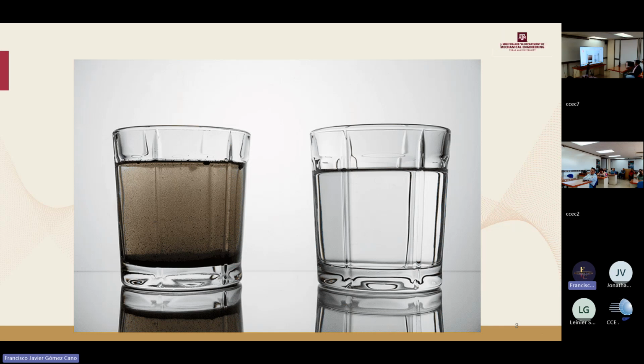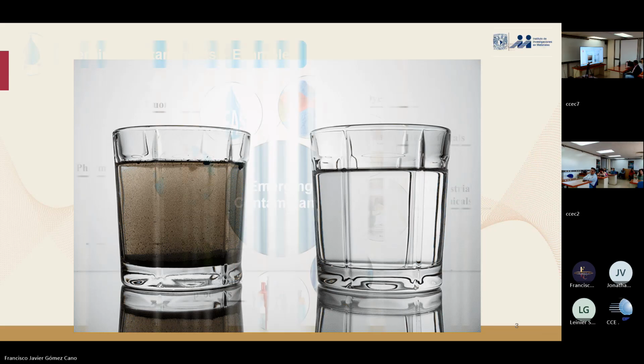So we see two glasses of water. One looks dirty, the other looks perfectly clean. Most of us can immediately think that clean water means safe water. Unfortunately, that is not always true. Even water that looks crystal clear can still contain invisible pollutants, for example, emerging contaminants. So this is the hidden challenge we are facing today. It looks clean, but at the same time, it is not really safe.